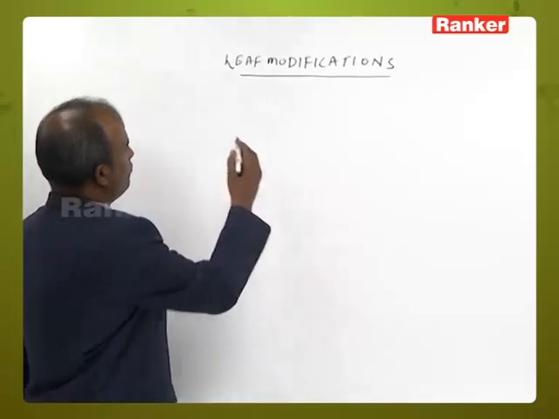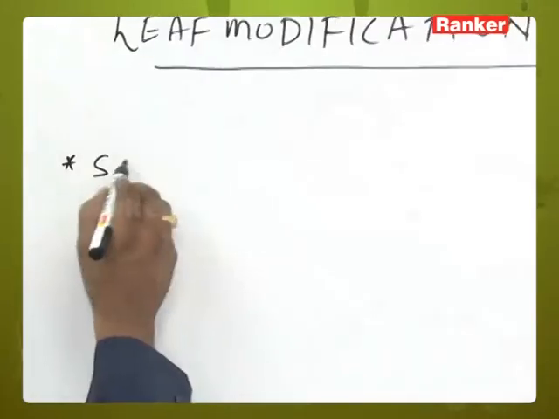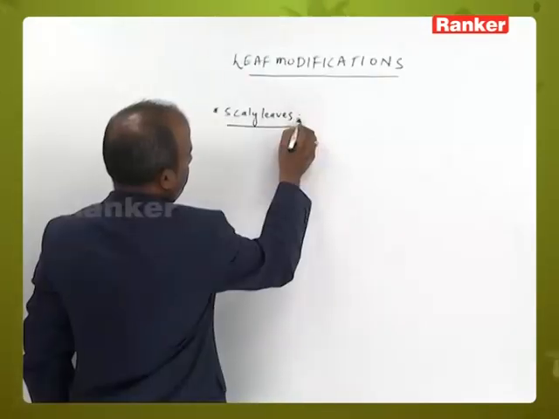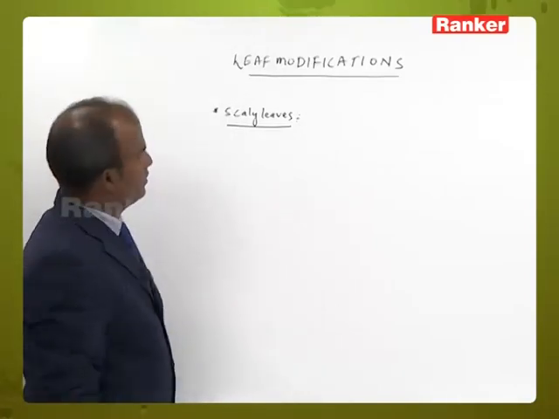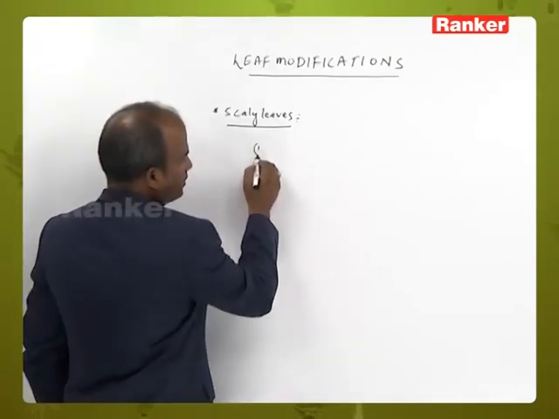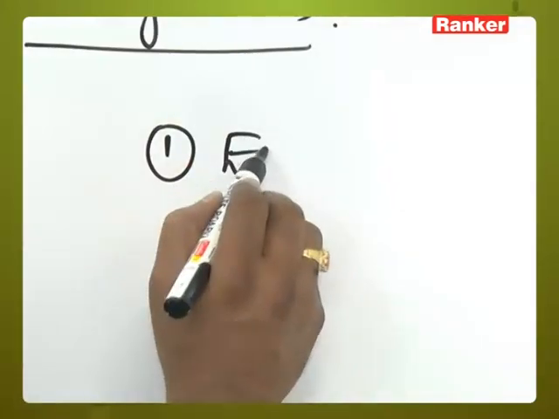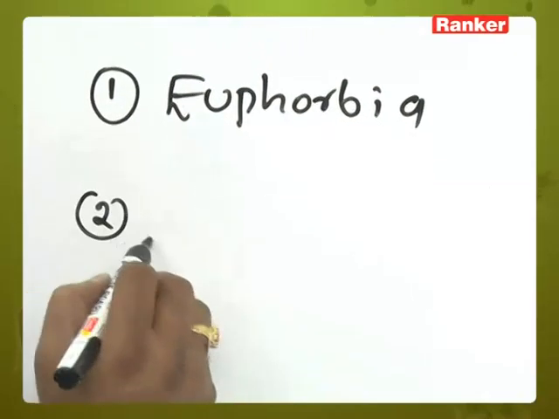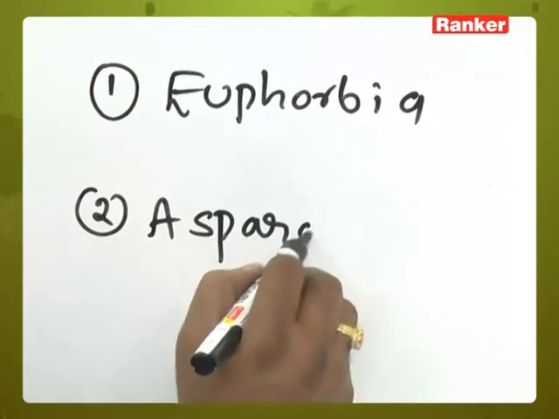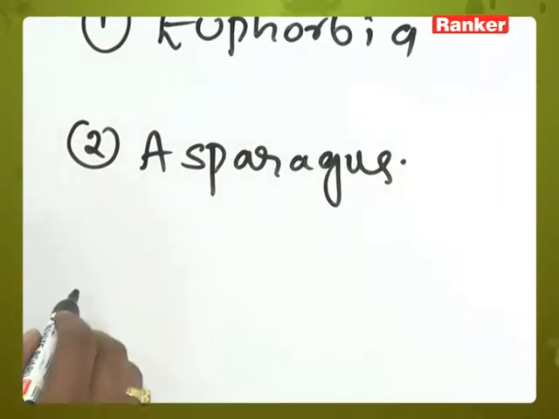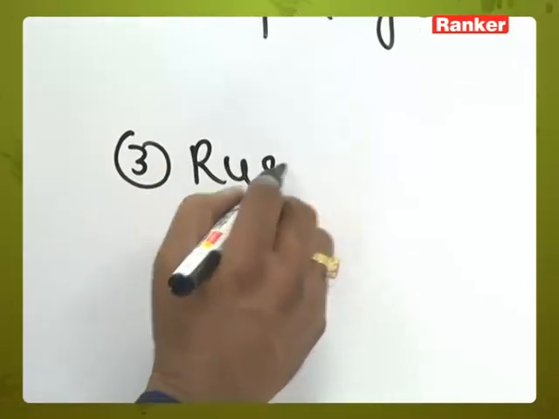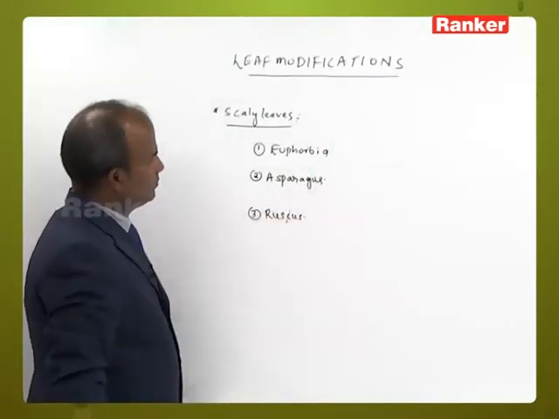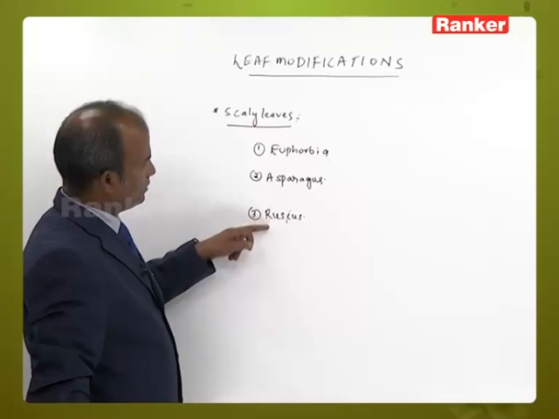Next leaf modification is scaly leaves. In scaly leaves, what is the first example? That is euphorbia. And the second example is asparagus. And the third example is ruscus. In euphorbia, asparagus and ruscus.